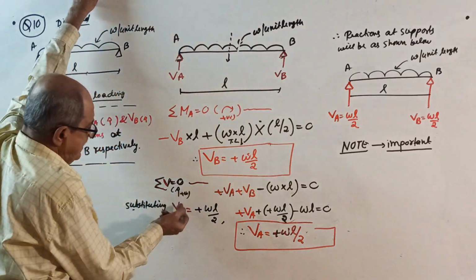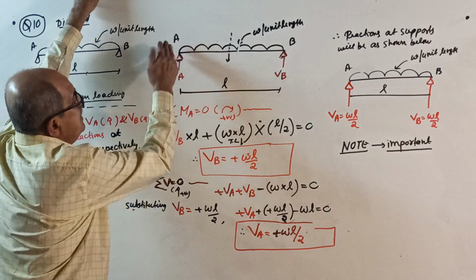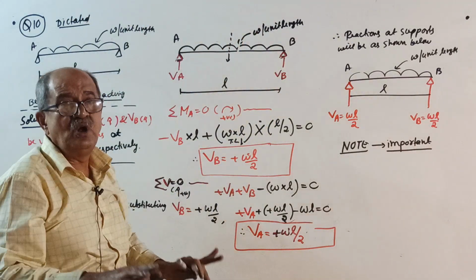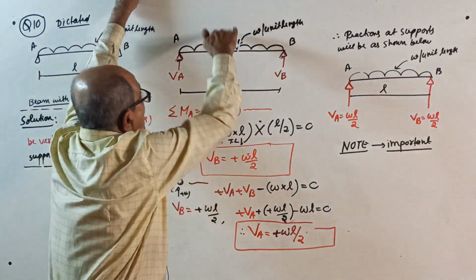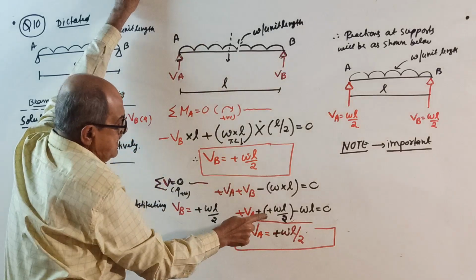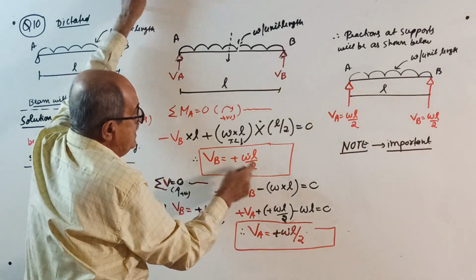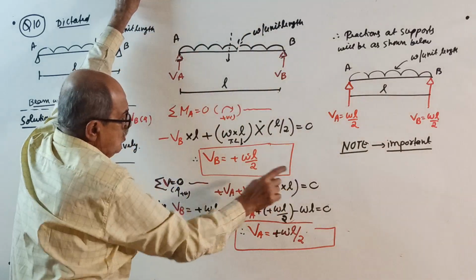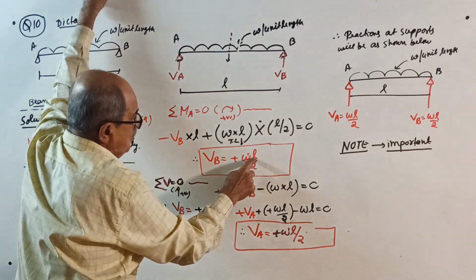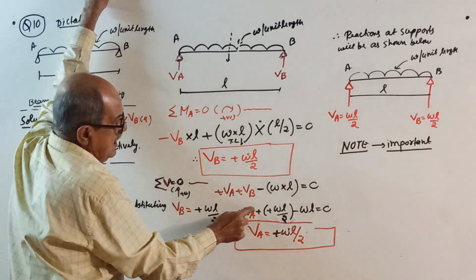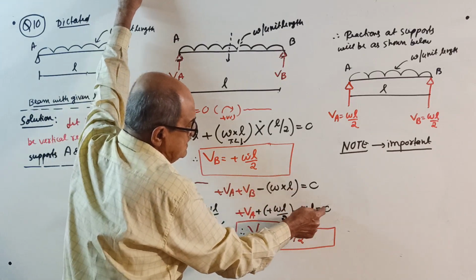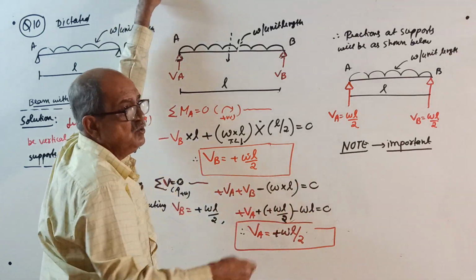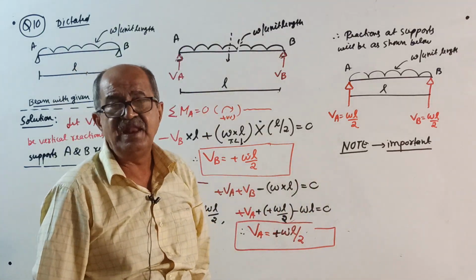Sigma V equals 0, taking upward positive: plus VA plus VB. Now this time sigma V means only load, no into, the into is for moment. Minus total load W into L equals 0. Substitute VB equal to plus WL by 2: VA plus WL by 2 minus WL equals 0. VA equals WL minus WL by 2. One minus half is once again half.